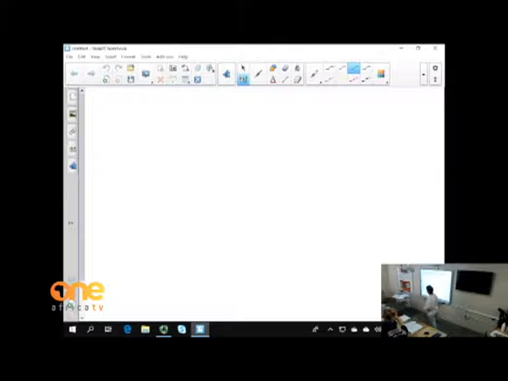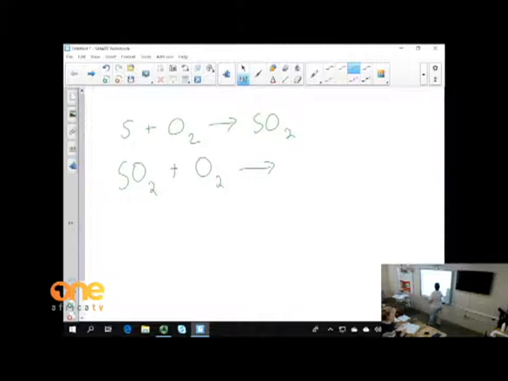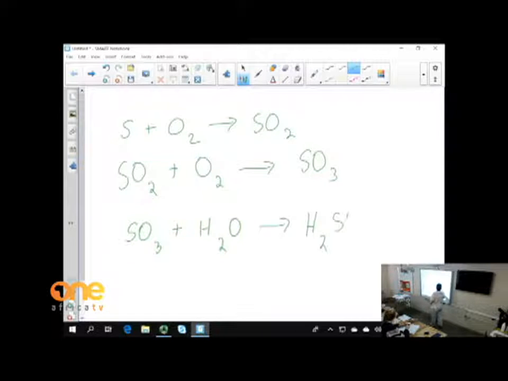All right, contact process, we already said it is sulfur that is burnt in oxygen to form sulfur dioxide, and then the sulfur dioxide is oxidized further with oxygen to form sulfur trioxide, and when we add sulfur trioxide to water, we get H2SO4. But once again, people, in practice, nothing is as simple as it seems.